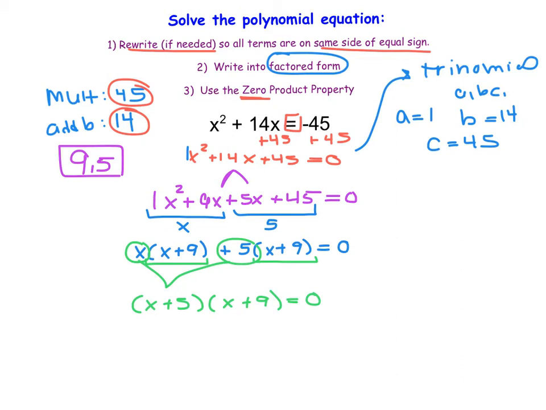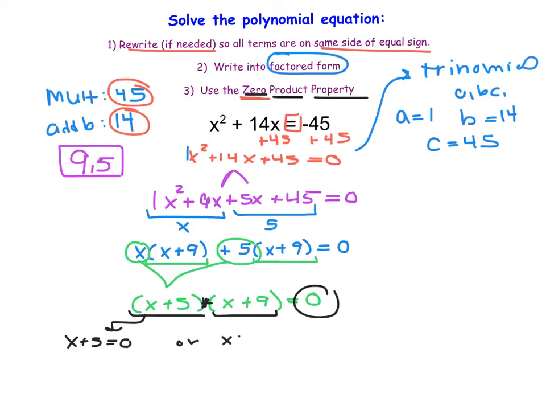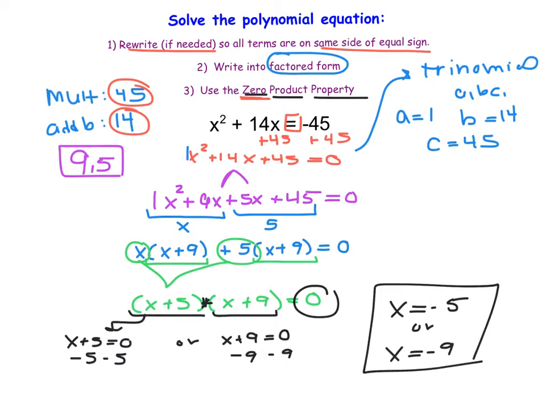And then from here, I can finally see that I have the zero product property. I have something times something is equal to 0. So what I can do with these is set each component equal to 0. So I have x plus 5 could be equal to 0, or x plus 9 could be equal to 0. So I subtract 5 from each side, and I find that x could equal negative 5. Or if I subtract 9 from each side, I find x could also equal negative 9.